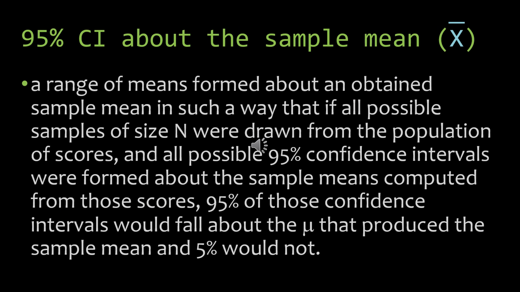A 95% confidence interval about the sample mean is a range of sample means formed about an obtained sample mean in such a way that if all possible sample sizes of n were drawn from the population of scores and all possible 95% confidence intervals were formed about all the possible sample means computed from those scores, 95% of those confidence intervals would fall about the mu that produced the sample mean and 5% would not.